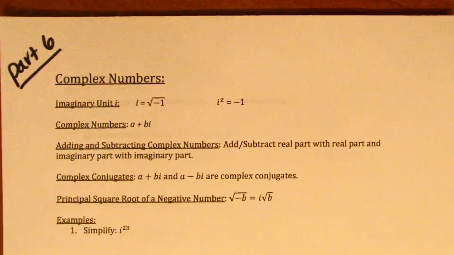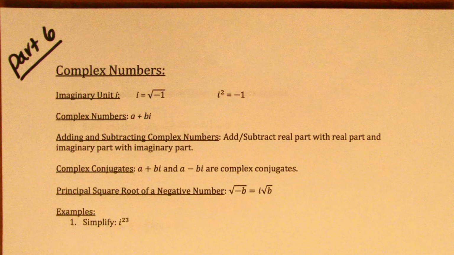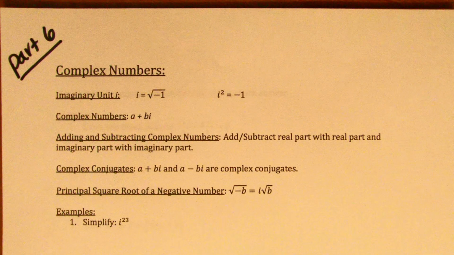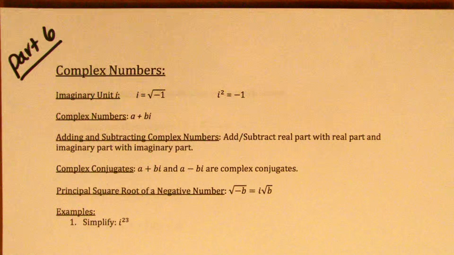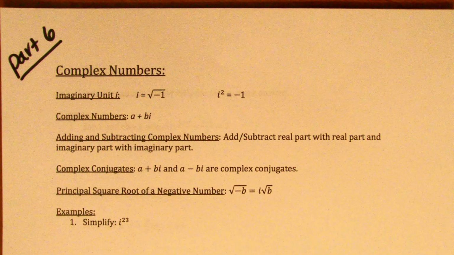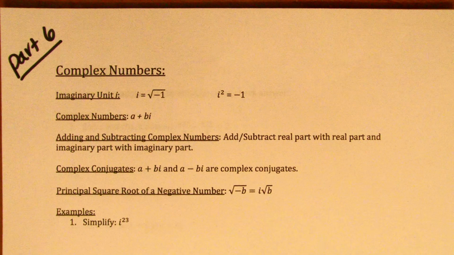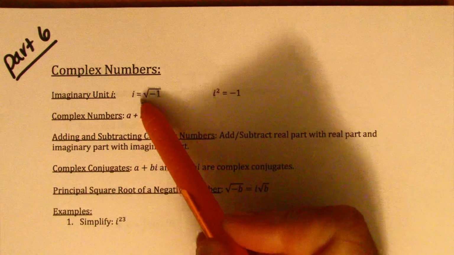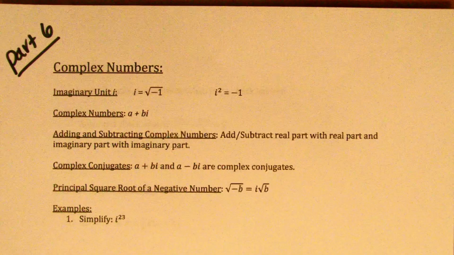All right, this is part 6 of our Unit 1 videos, and we are looking at complex numbers. Now, we've been talking about square roots, and so far we haven't done any square roots of negative numbers, but now we're going to essentially define what the square root of a negative number is. So if I have the square root of -1, that is defined as the imaginary number i.